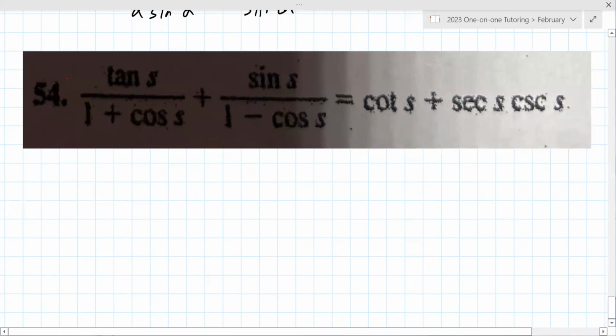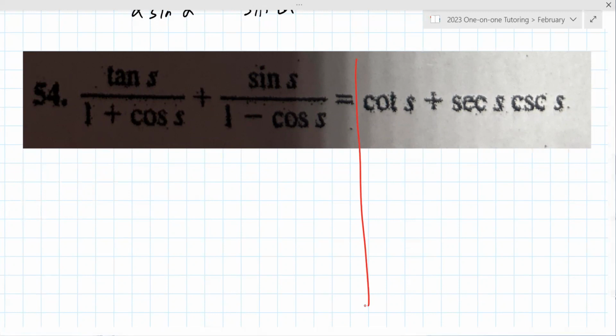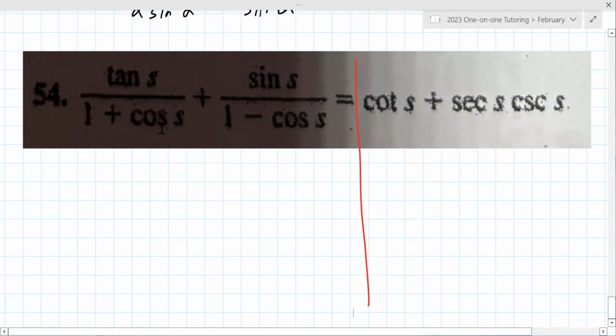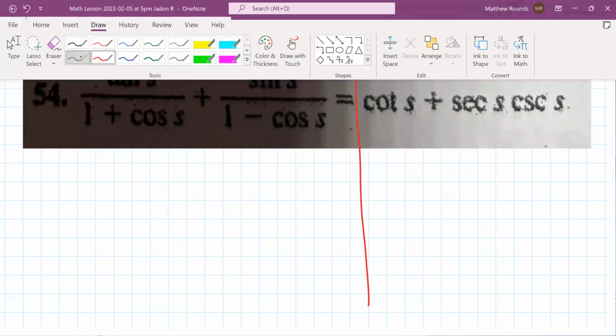All right. So on the left here, we're going to agree that the left side is more complicated, even though the right side isn't very simple. But we've got to make that decision early. When you see a fraction, you're immediately going to think, I've got to make the denominators the same. So in this case, you multiply by 1 minus cosine s top and bottom on the left, and 1 plus cosine s top and bottom on the right. So a lot of writing here.